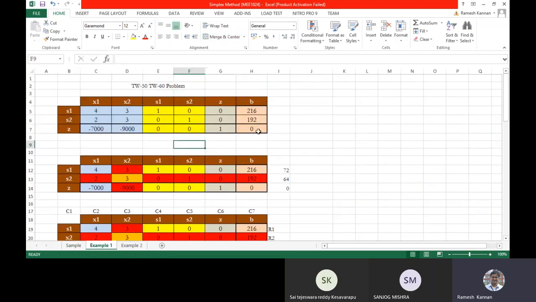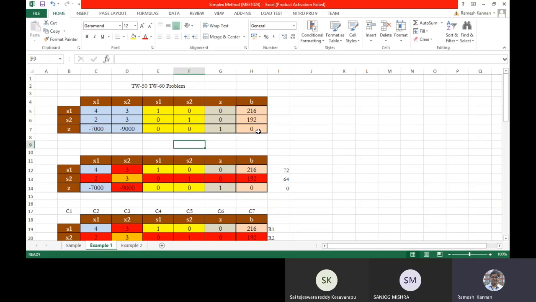You remember the notes, the two-wheeler problem? We have done it using the graphical method, where 12 and 56 is our optimum solution. Do you understand? So we'll try to do that particular problem using the simplex method.